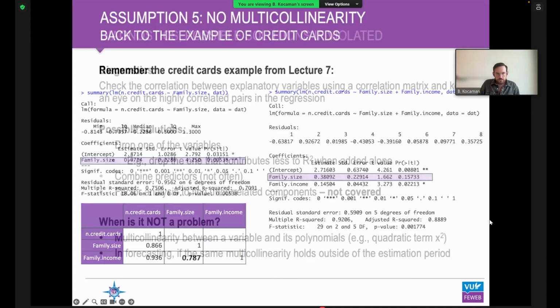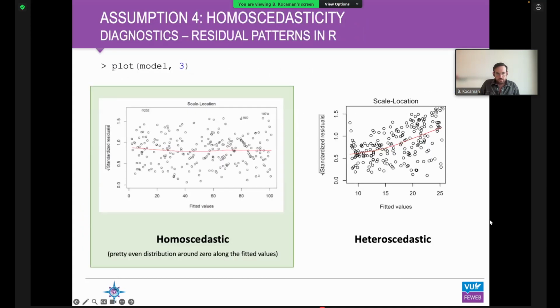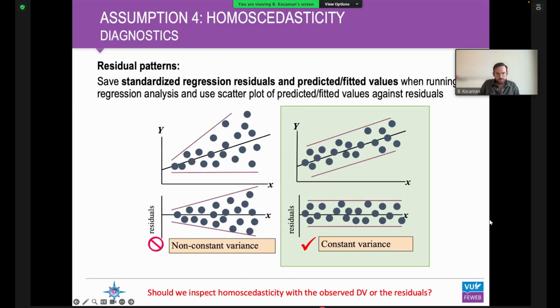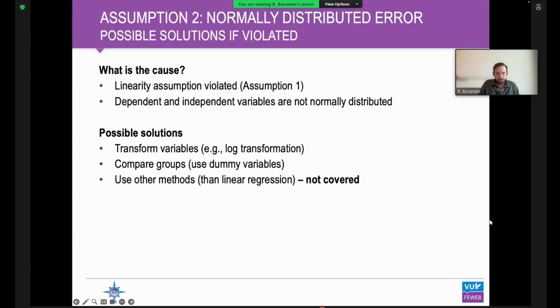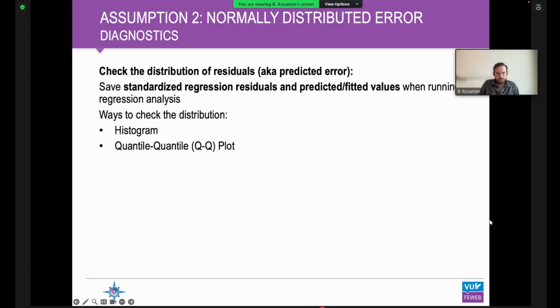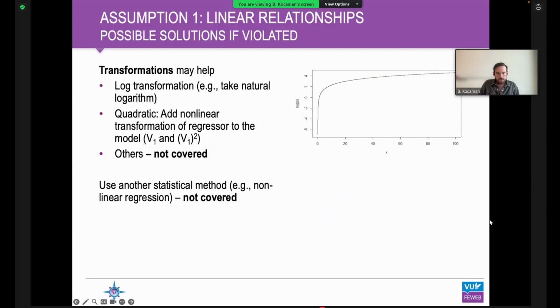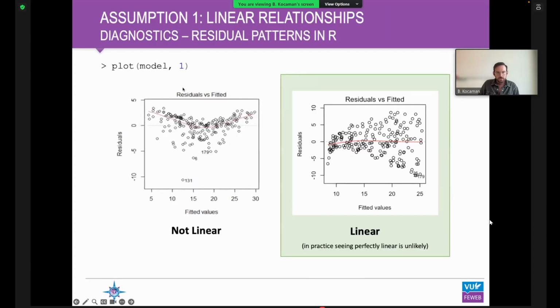Okay, so let's now go quickly back to the plots. In plot 1, here in this residual versus fitted plot, what we can look at is linearity assumption and homoscedasticity assumption. Linearity assumption is related to seeing this line, this red line, linear.